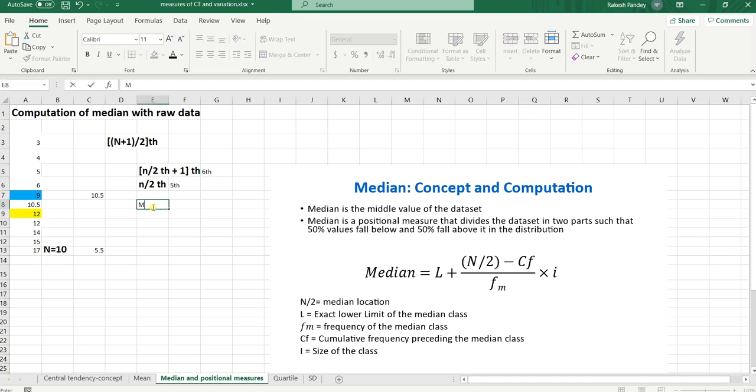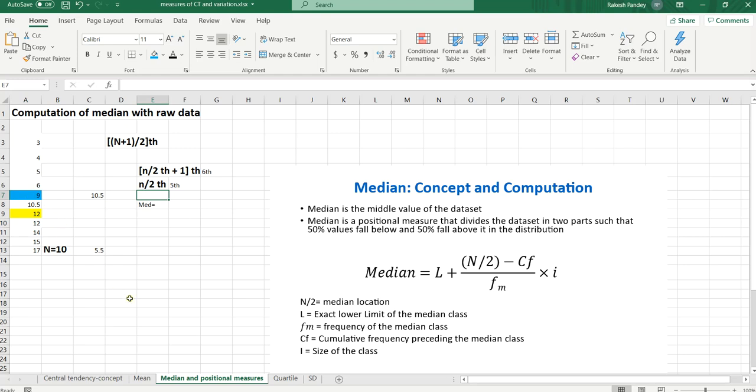median will be the mean of these two. So the n by 2th value plus the n by 2th plus 1 value, that is the next value. So the fifth value, that is 9, and the sixth value, that is 12, divided by 2, the mean. This will be the median.